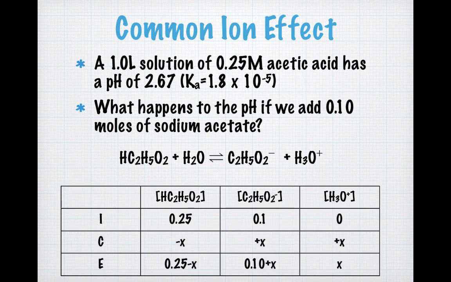Now we can set up an ICE box to calculate this new pH. And so my initial concentration of acetic acid is still 0.25, and I now have an initial concentration of one of my products, my acetate ion, because I added some in there. So that's 0.1 molar, and I have no hydronium ion. So because I have no hydronium, this equation has to move to the products in order to reach equilibrium. So I get a minus x in the reactants, plus x in the products. So I'm left with 0.25 minus x for acetic acid, 0.1 plus x for acetate, and x for the hydronium ion.